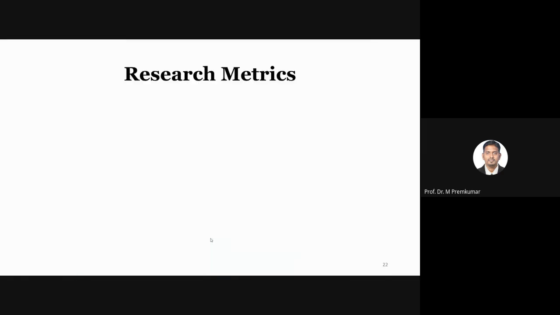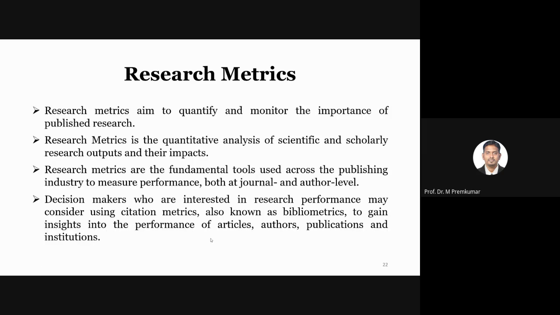Then now I'll just move on to the research metrics. I'll make it fast. I just want to tell you most on these research metrics as well. The research metrics are the indicators available to quantify and monitor the importance of the published research. Because in future you will be assessed only based on the research metrics. If your research metrics are good, then they'll call you a quality researcher. If the metrics are not good, then definitely, though you have thousands of papers, it is of no use.